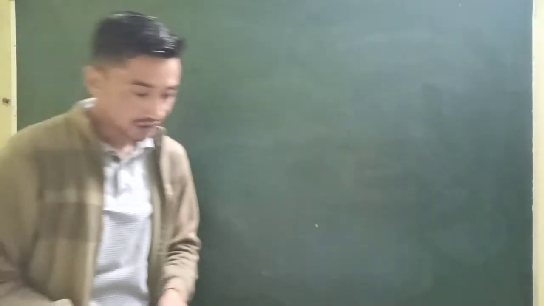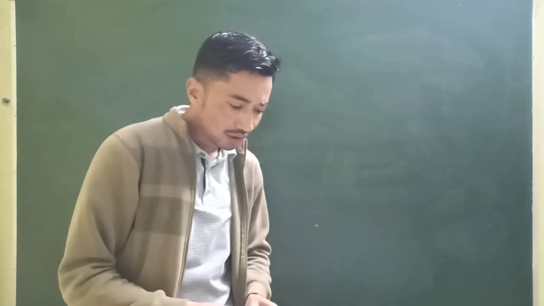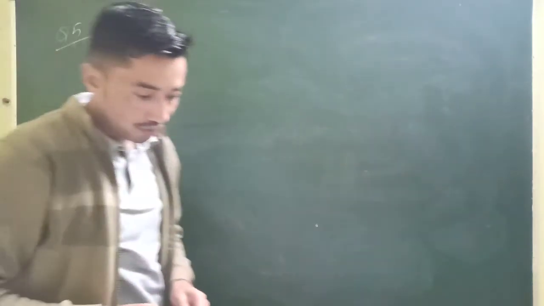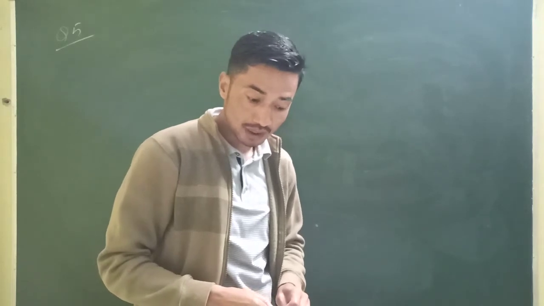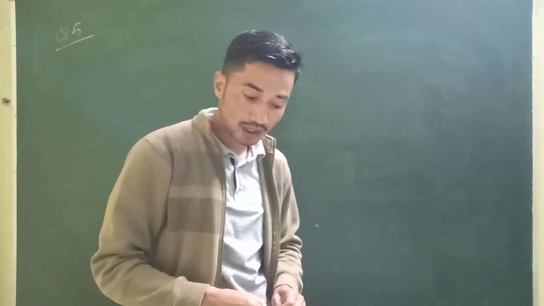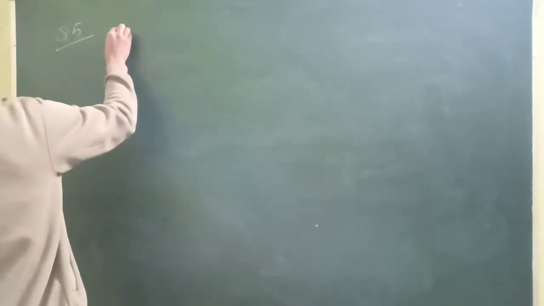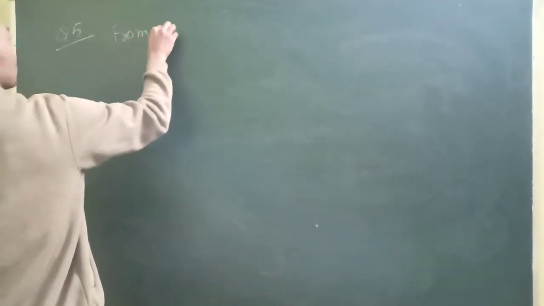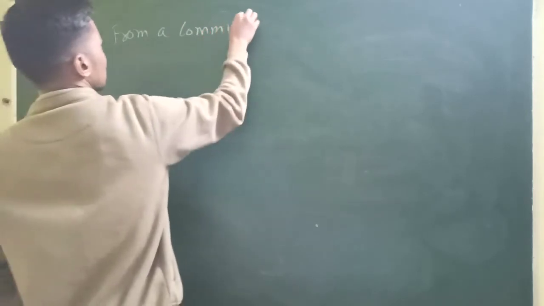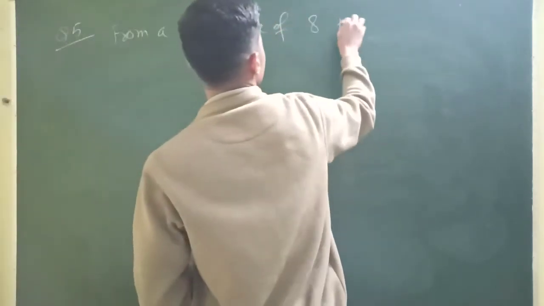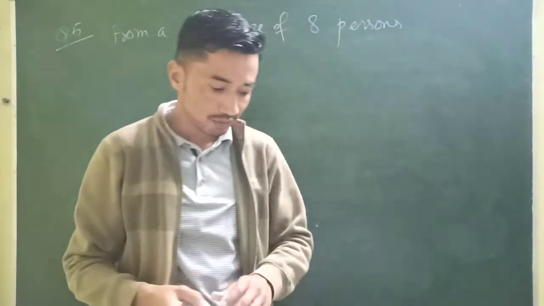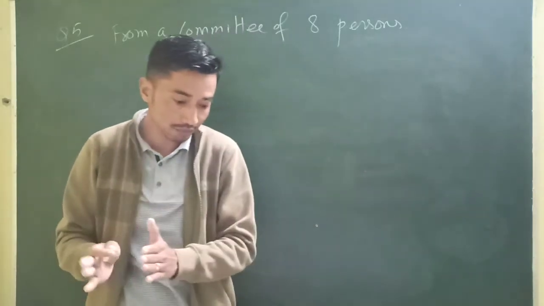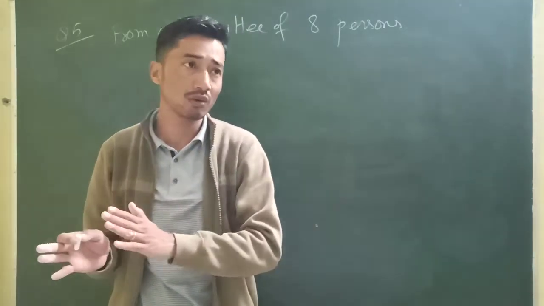Okay, moving on to the next question, question number 5. From a committee of 8 persons, in how many ways can we choose a chairman and a vice chairman, assuming that one person cannot hold more than one position? From a committee of 8 persons, in how many ways can we choose a chairman and a vice chairman, assuming one person, one post.